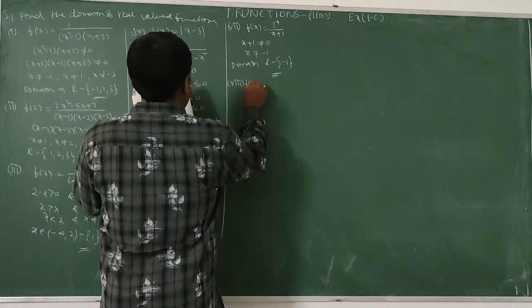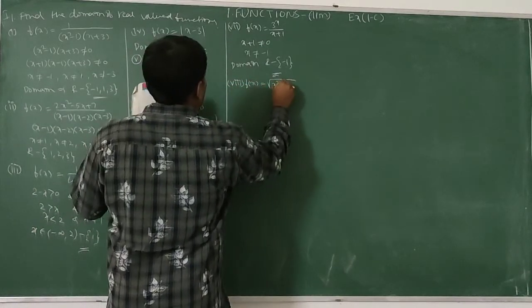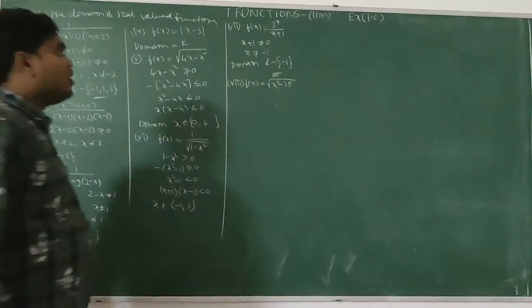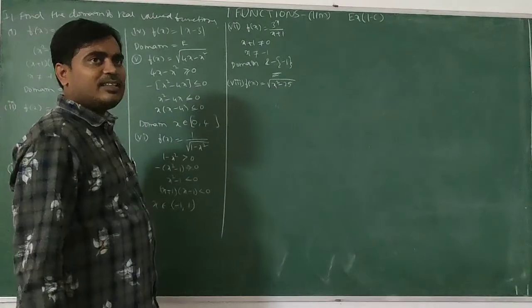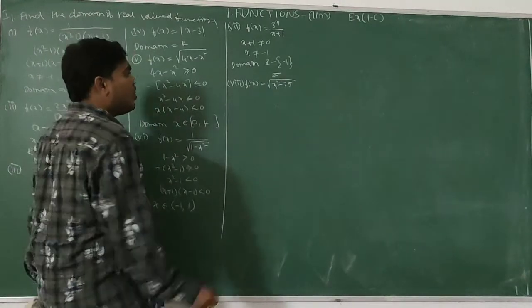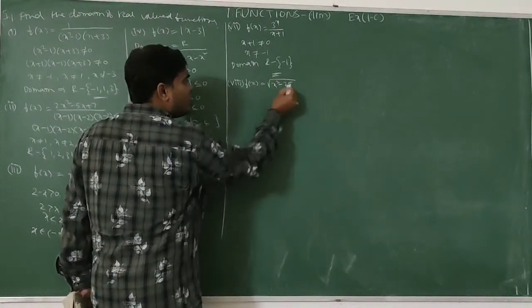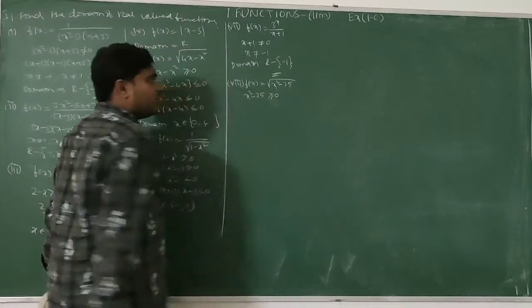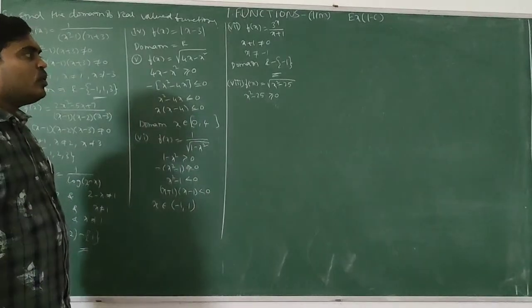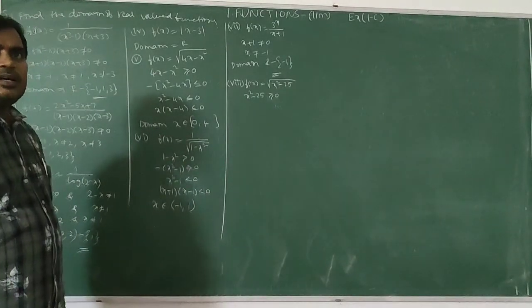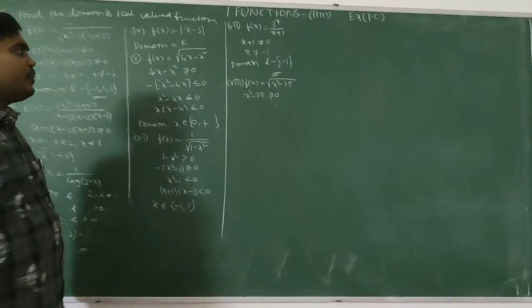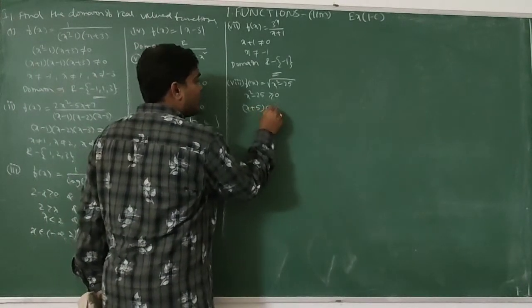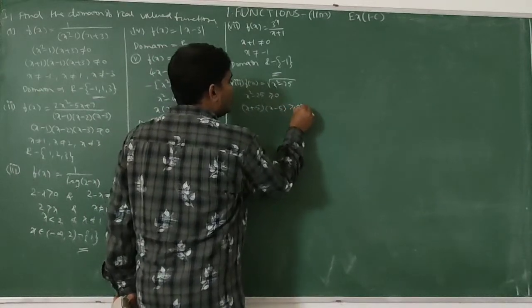f of x equal to root of x square minus 25. Okay, this is f of x, root of x square minus 25. Now, within the square root, it should be greater than or equal to 0. Since it is only under the root, it may be 0, no problem, but it won't be negative. So x plus 5 into x minus 5 greater than or equal to 0.